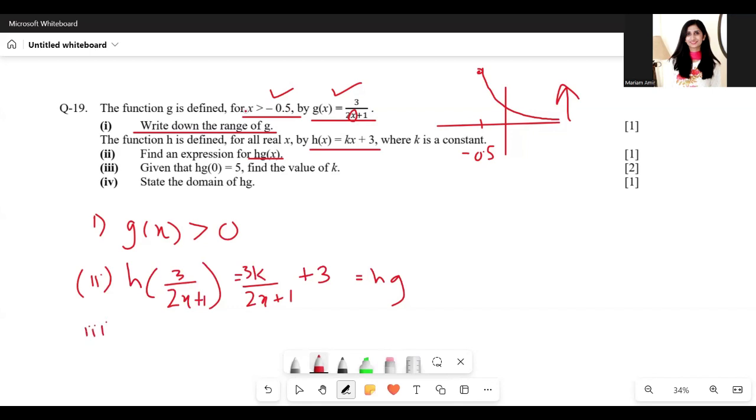Now, the next part says, given that hg(0) is 5, find the value of k. hg(0) would just mean replace x with 0. So we will get 3k upon 1, which is just 3k plus 3. And this must be equal to 5. So that gives us k equals 2 upon 3.